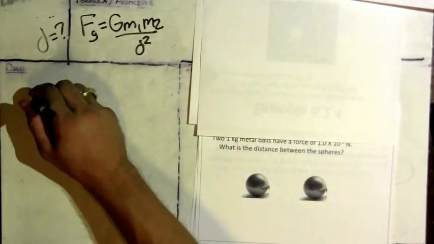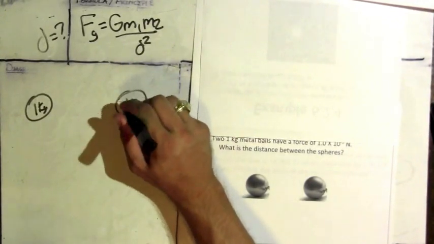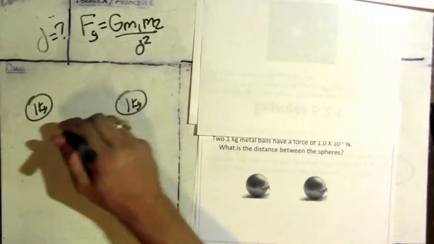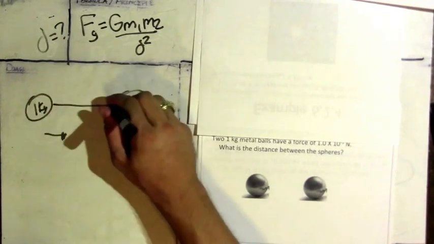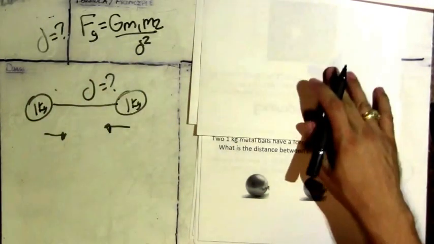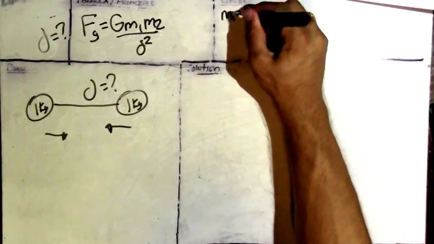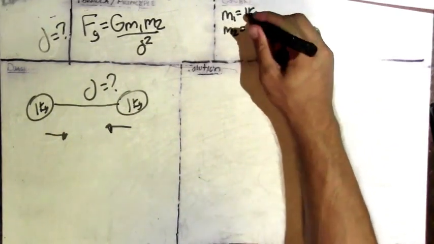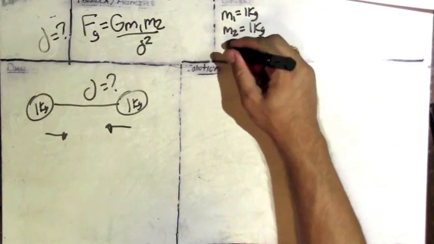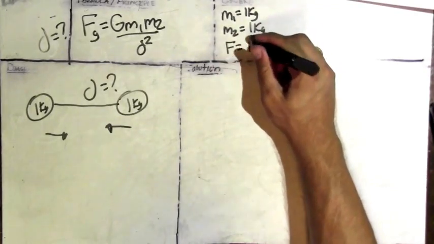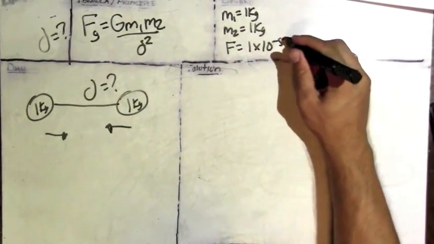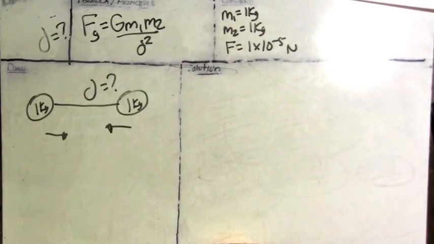We can go ahead and draw it out. You have a 1 kilogram object, and another 1 kilogram object. You know the attractive force, and you want to figure out what the distance is between them. So let's see if we can figure this out. Our given information: mass 1 is 1 kilogram, mass 2 is 1 kilogram, the force between them is 1 times 10 to the minus 5th, and you always know that G is a constant.